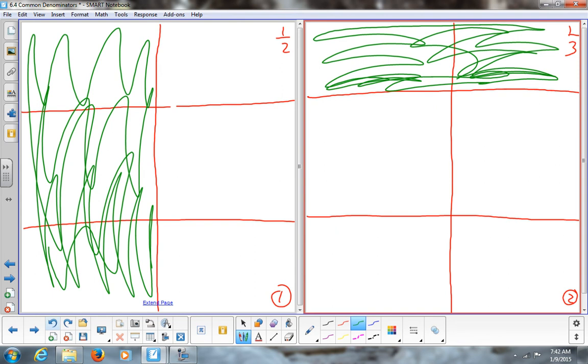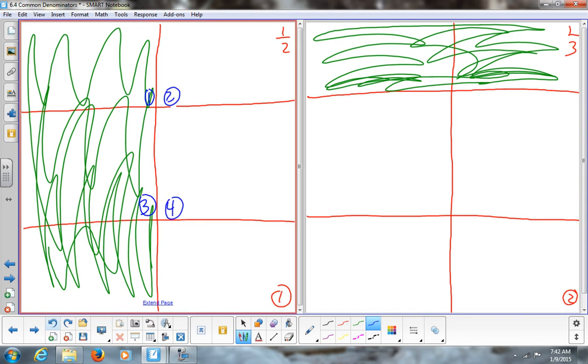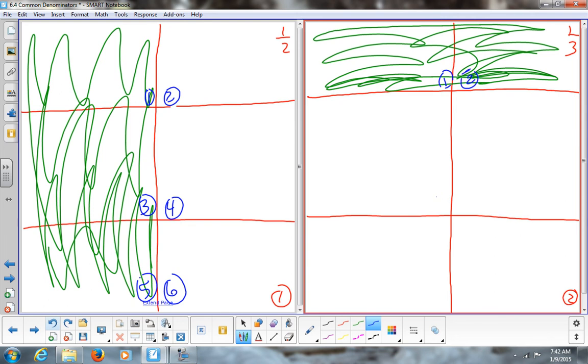Now, common denominators are going to say that we need to change that number. So now that I have 6 boxes here, we'll count them. I have 1, 2, 3, 4, 5, and 6. And I have 6 boxes here. 1, 2, 3, 4, 5, and 6. What is my common denominator then?